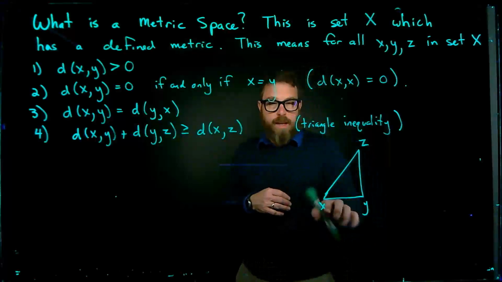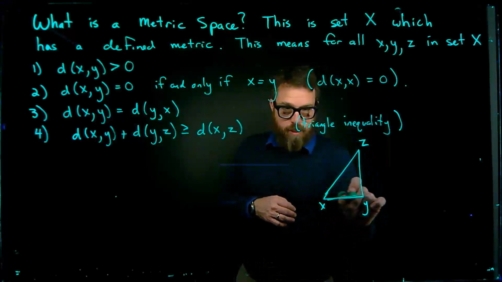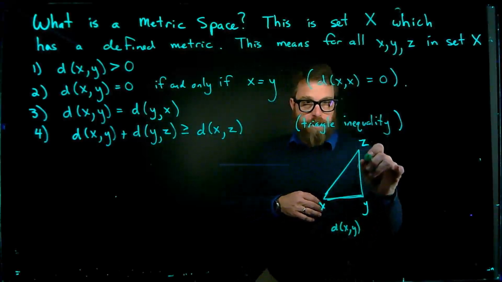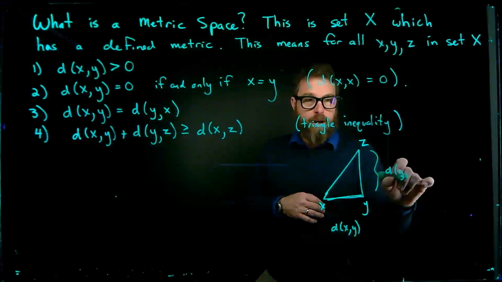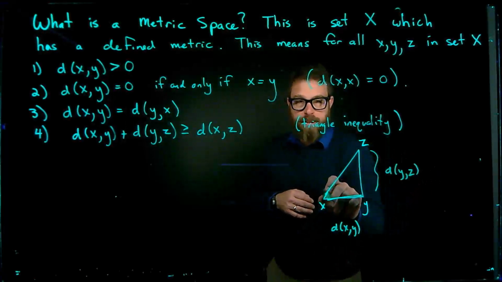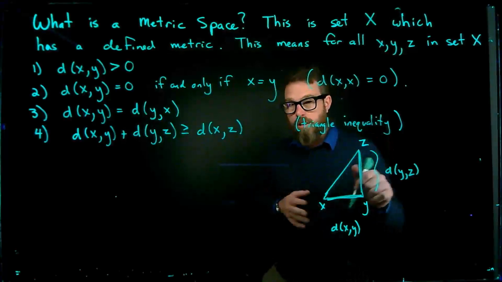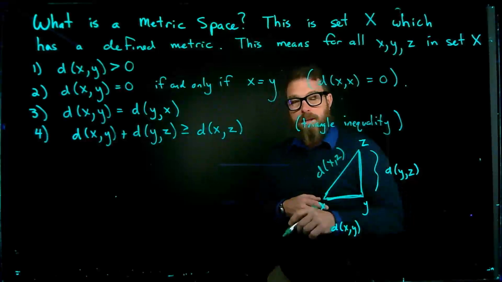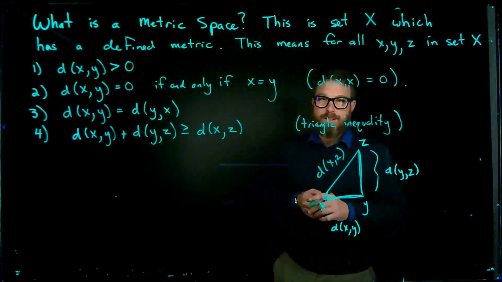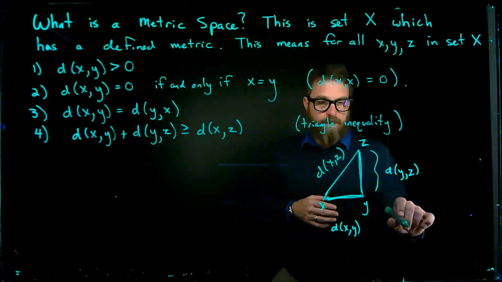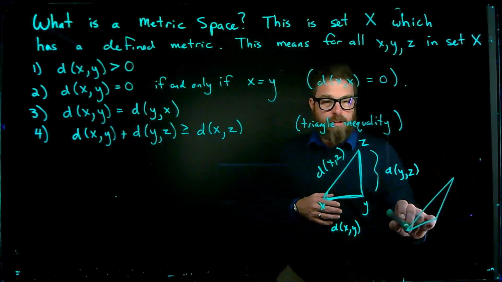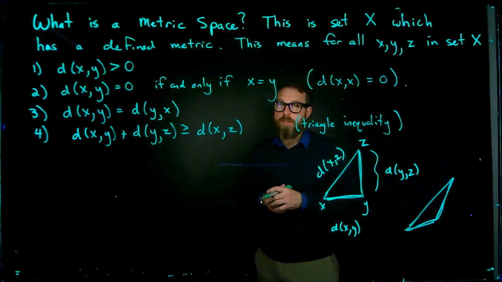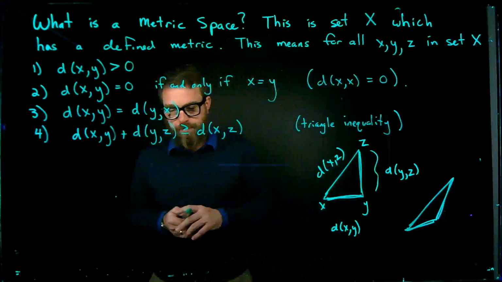So this distance right here is going to be the distance between x and y. This distance here is going to be the distance between y and z. And I can see that this distance plus this distance is clearly bigger than the distance between these two points, which is x and z. Now I drew a right triangle, but it doesn't really matter. Even if you have something like this, the sum of the legs is always going to be longer than the hypotenuse. That's why they call it the triangle inequality.